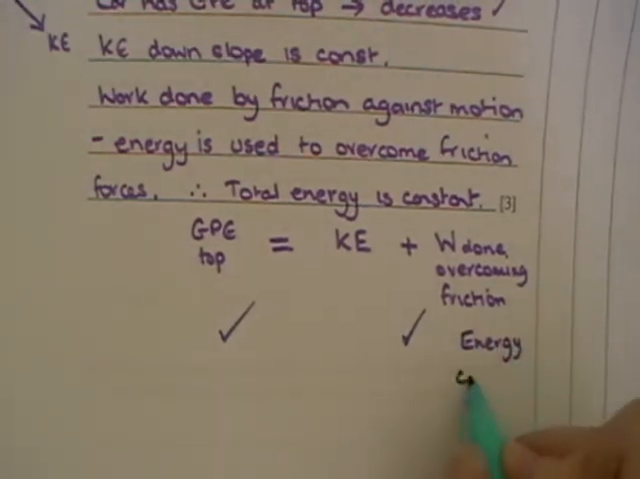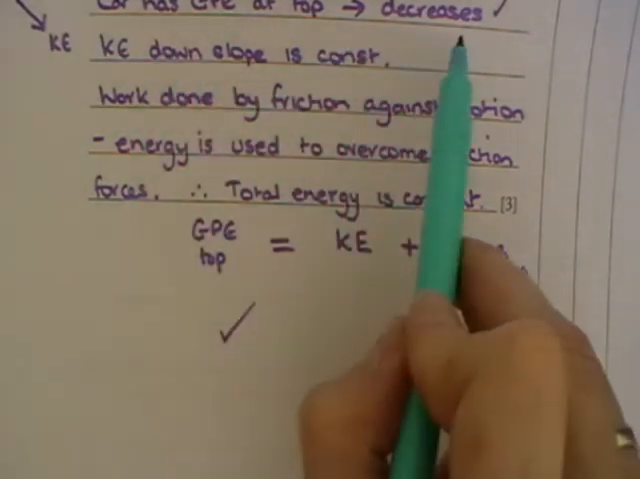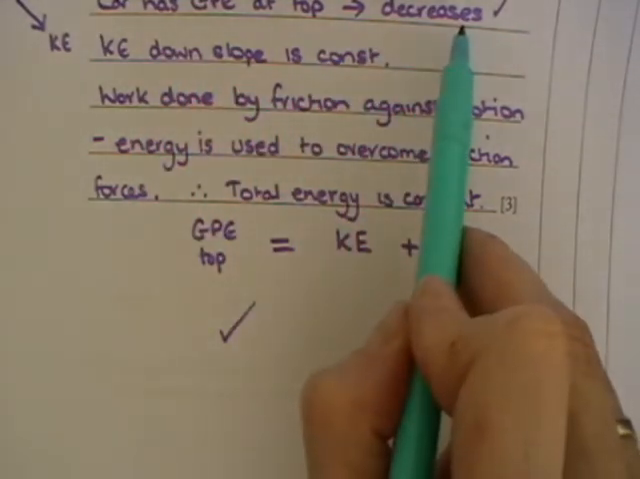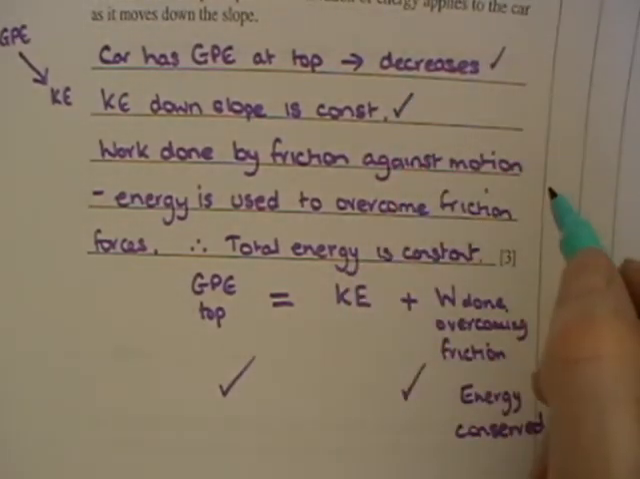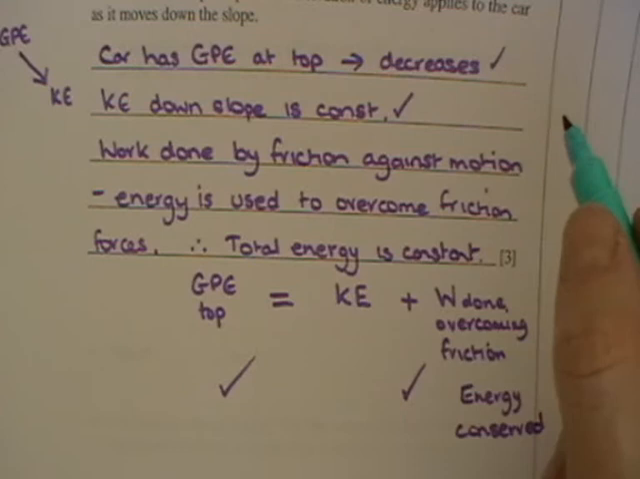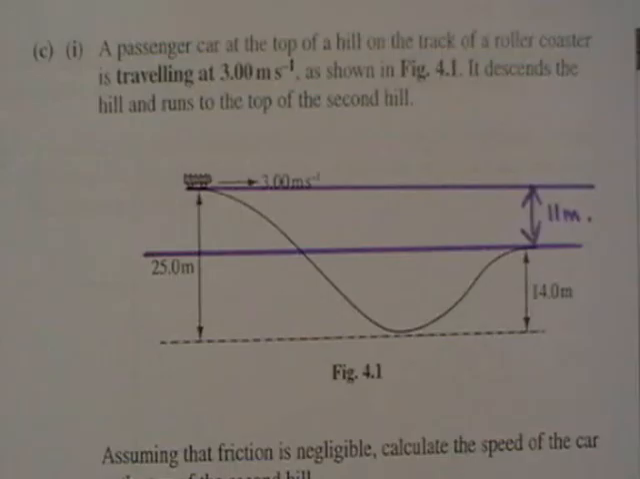You don't need to write as much as that, but what they're looking for there is that the gravitational potential energy at the top decreases, the kinetic energy down the slope is constant, and then that there's work done used to overcome the frictional force.